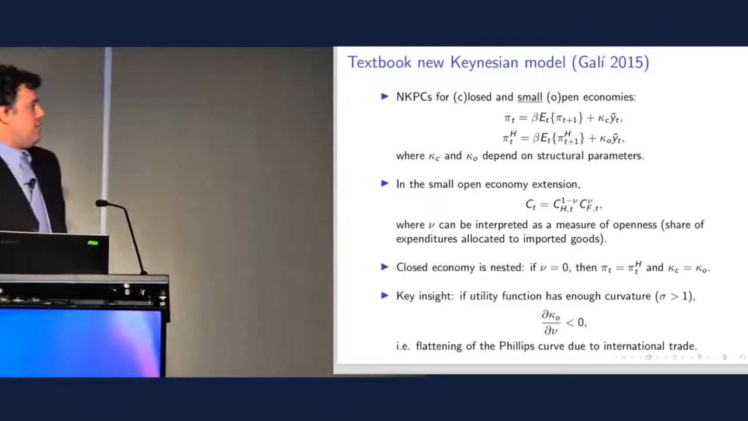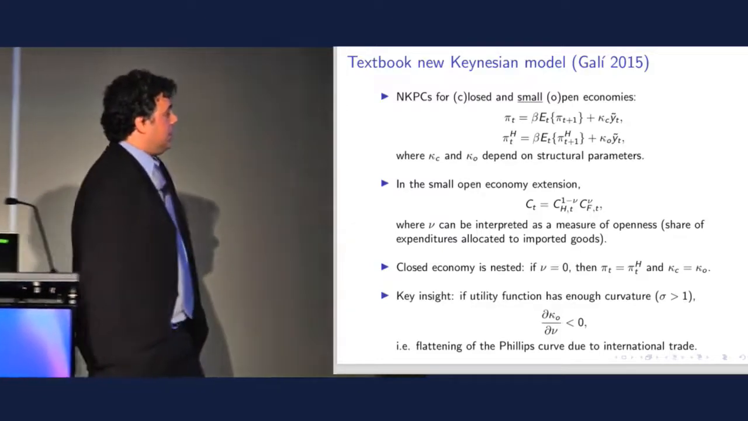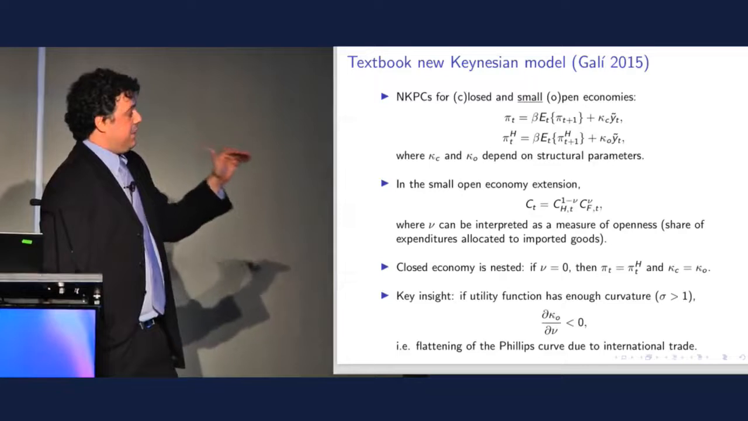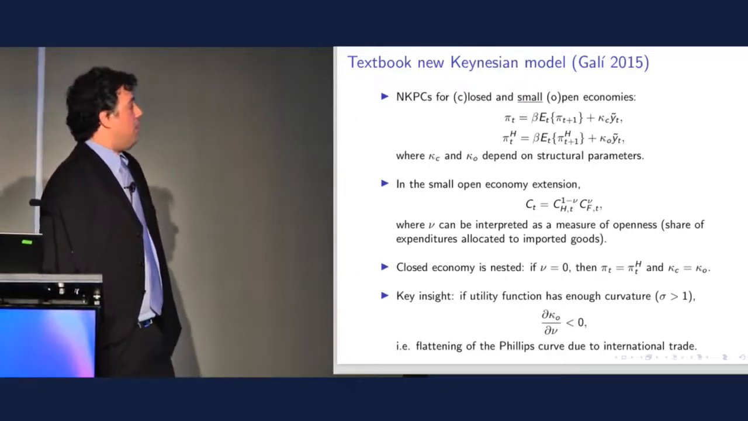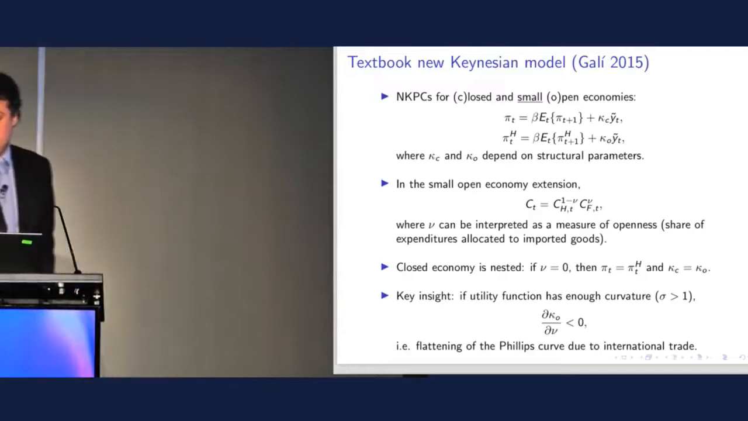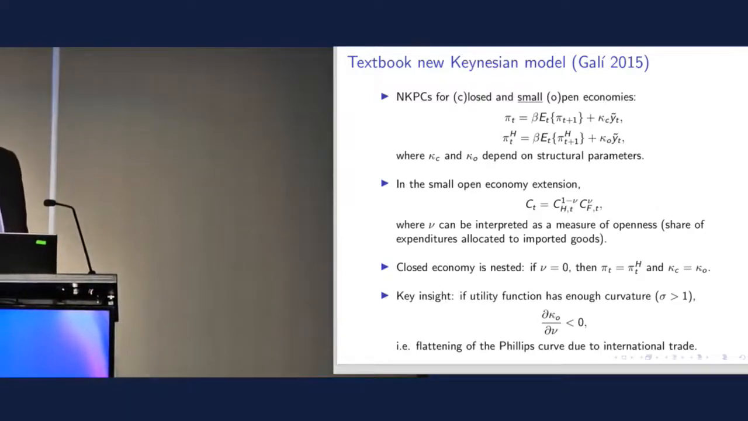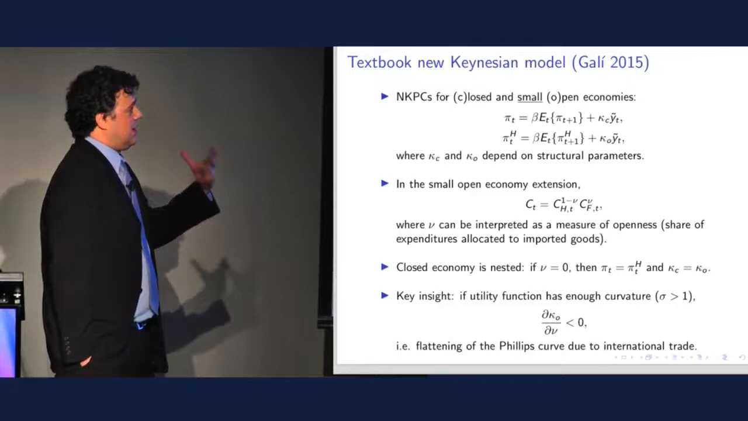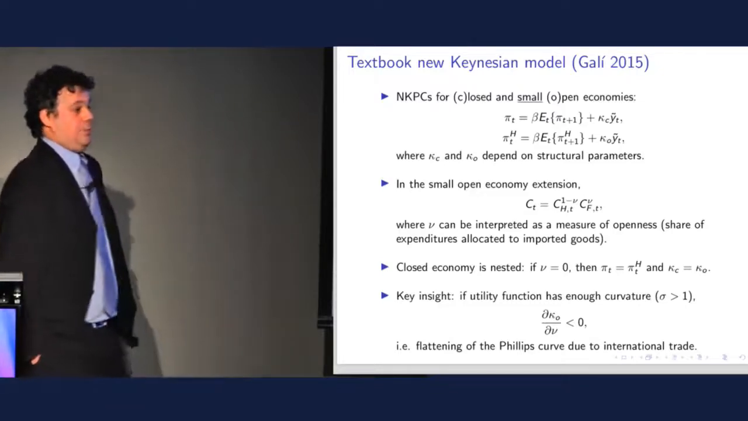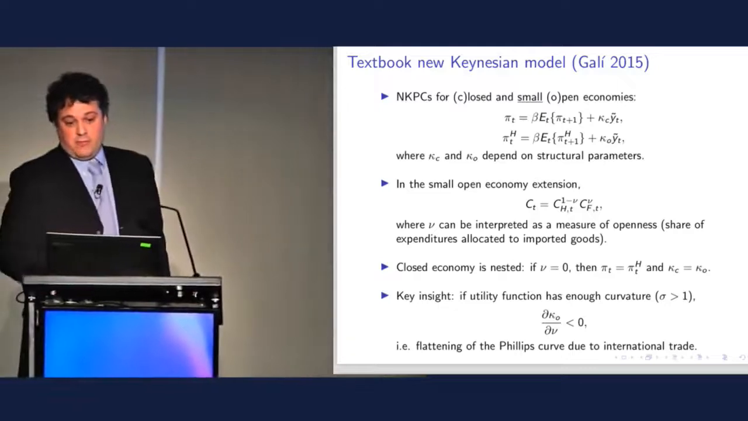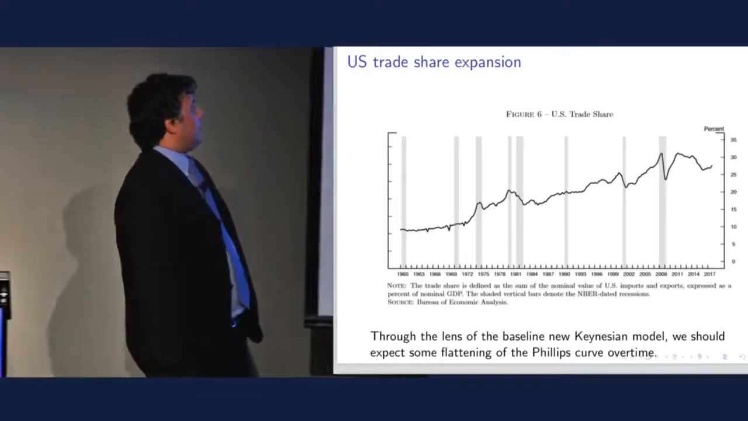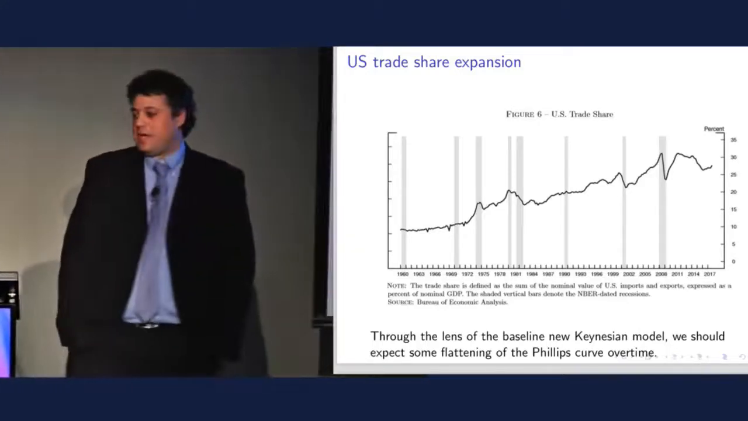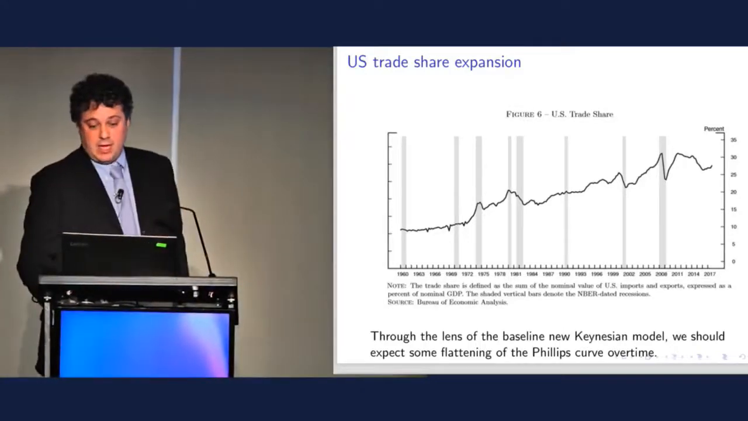And the key insight that I think is useful to read the results of the paper is that if the utility function has enough curvature, you are going to observe a flattening of the Phillips curve as the degree of openness evolves. Of course, the connection is not direct because the US is not a small open economy, but this is just a first glance at comparing empirics and theory. So, given the expansion of the international trade share, through the lens of the baseline Keynesian model, we should expect some flattening of the Phillips curve over time.